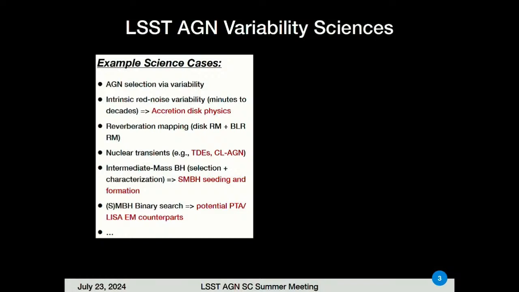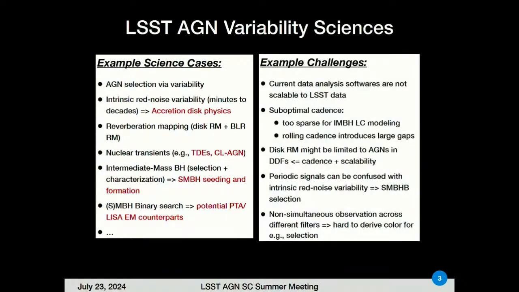Okay, but they're not low-hanging fruit, right? We want to do this, but there are a lot of challenges. For example, first and foremost, the data is huge, right? How do I address that? The current data analysis software isn't able to handle all of it. The cadence, we have worked a lot on the cadence evaluations for selecting intermediate mass black holes.